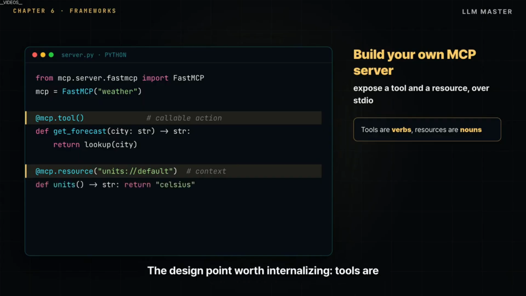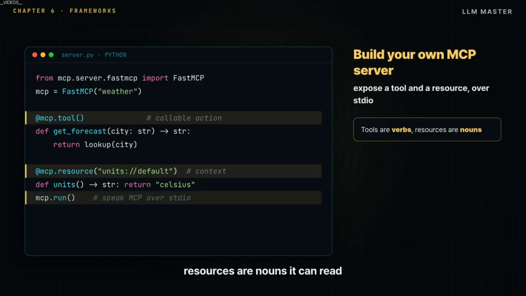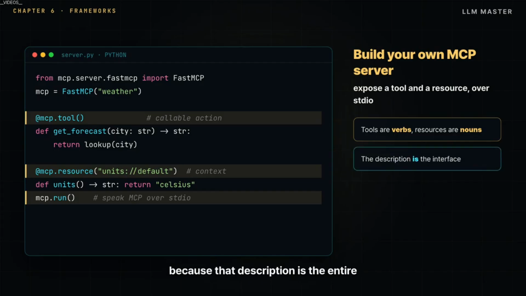The design point worth internalizing. Tools are verbs the model can invoke. Resources are nouns it can read. Keep each tool narrow, name it clearly, and document its arguments, because that description is the entire interface the model sees. Get the boundary right, and this tiny file plugs into everything.